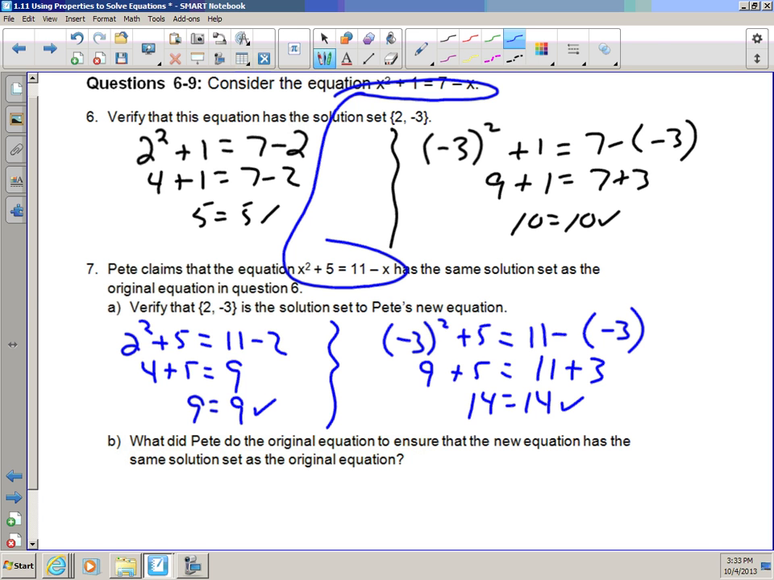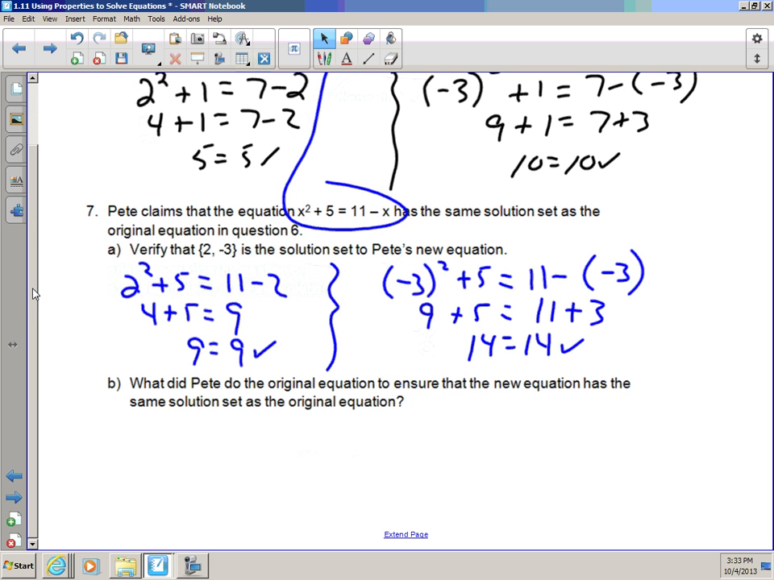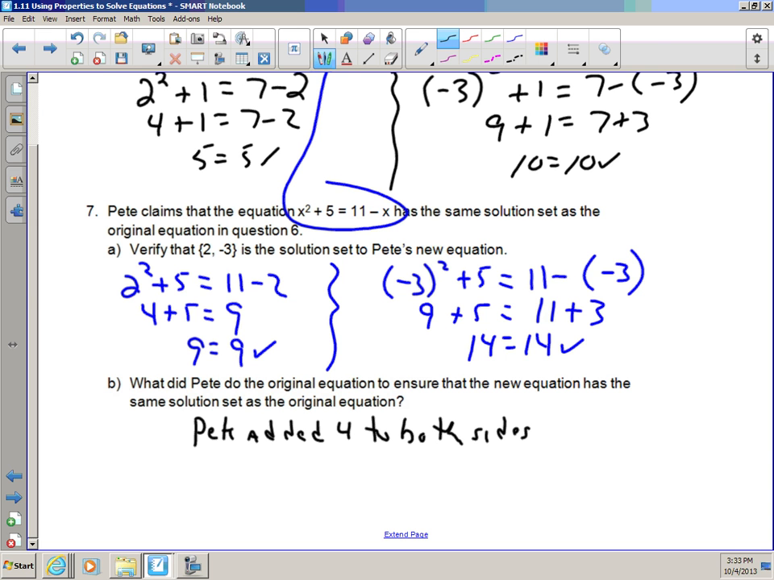So, Pete's statement is true. Now, why is Pete's statement true? What did Pete do to the original equation? Hopefully you're able to see that Pete added 4 to both sides. Since he did it to both sides, the equation stays balanced and the solution set does not change.